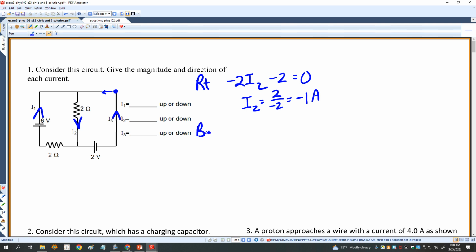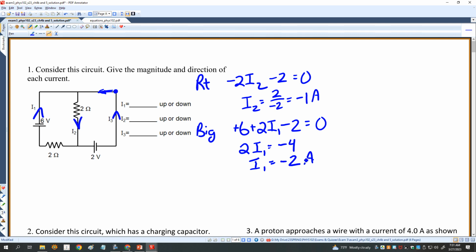I'm going to do the big loop now. I'll start in the same spot and go in that direction. That's plus 6 plus 2I1 minus 2 is equal to 0. That's 2I1 is equal to negative 4, so I1 is negative 2 amps.